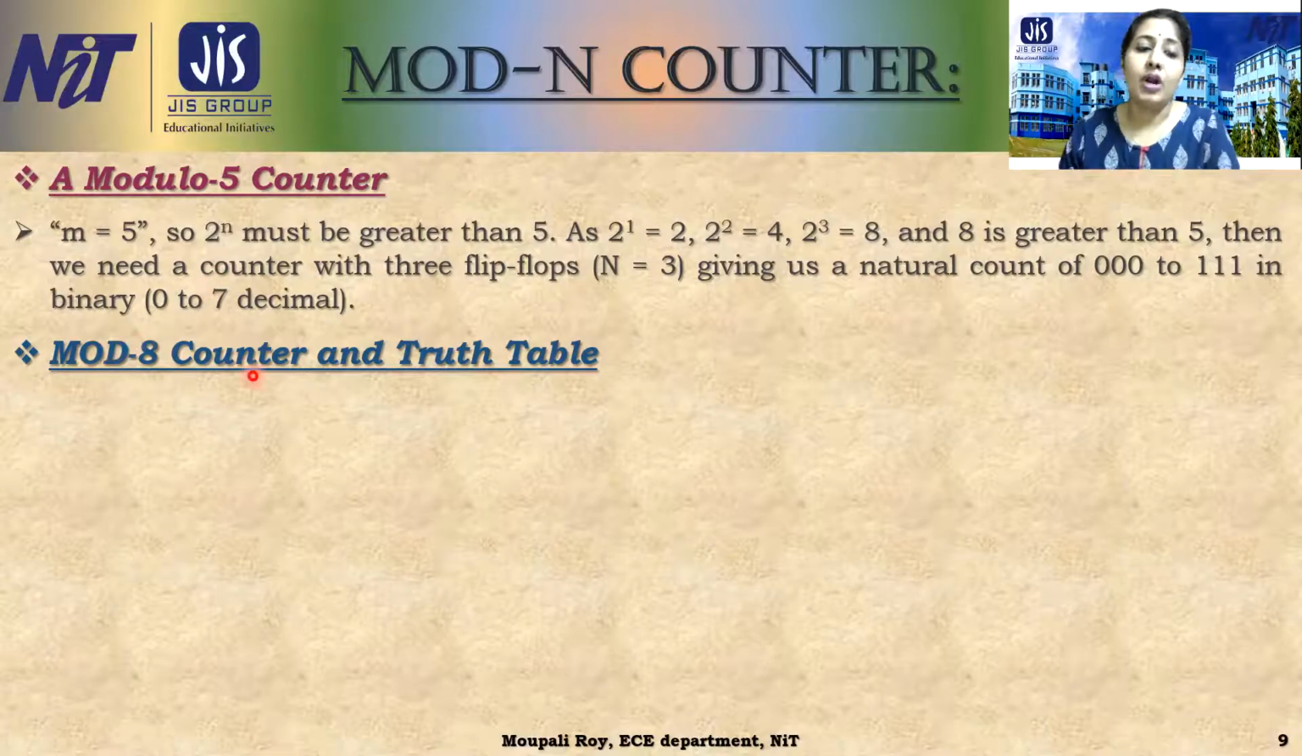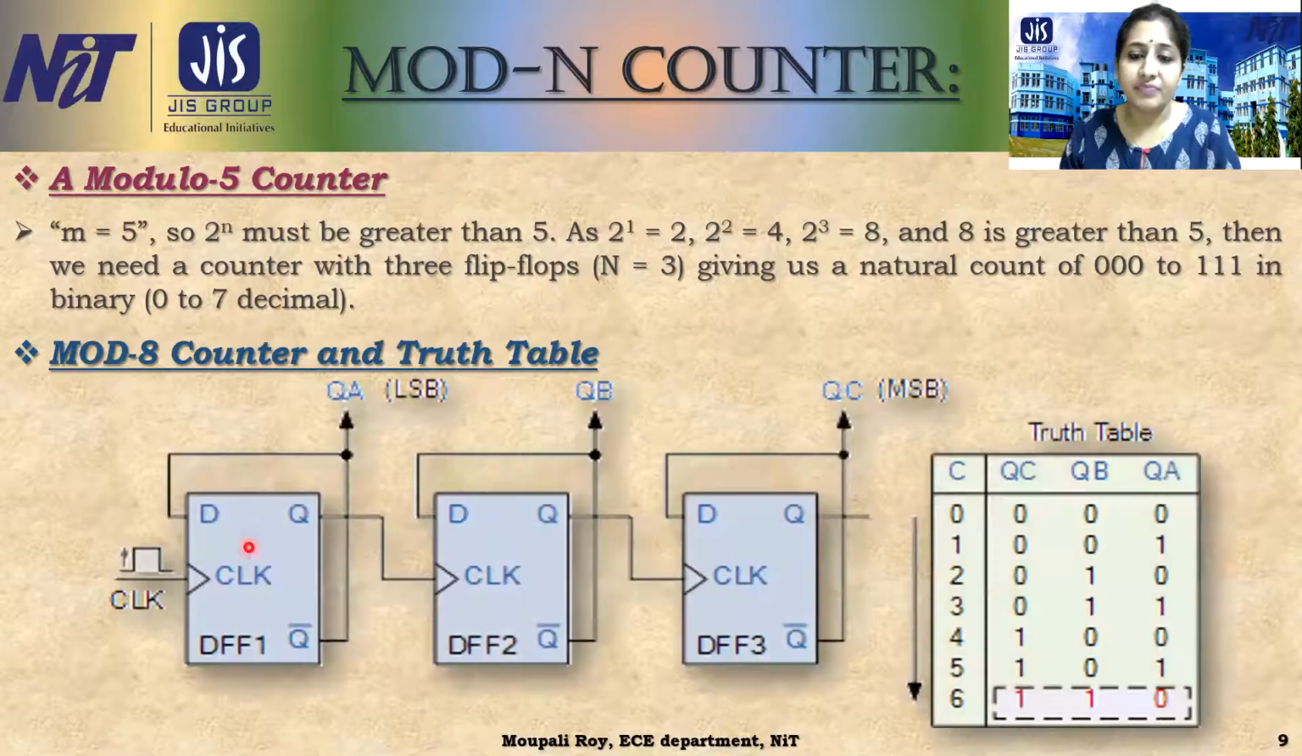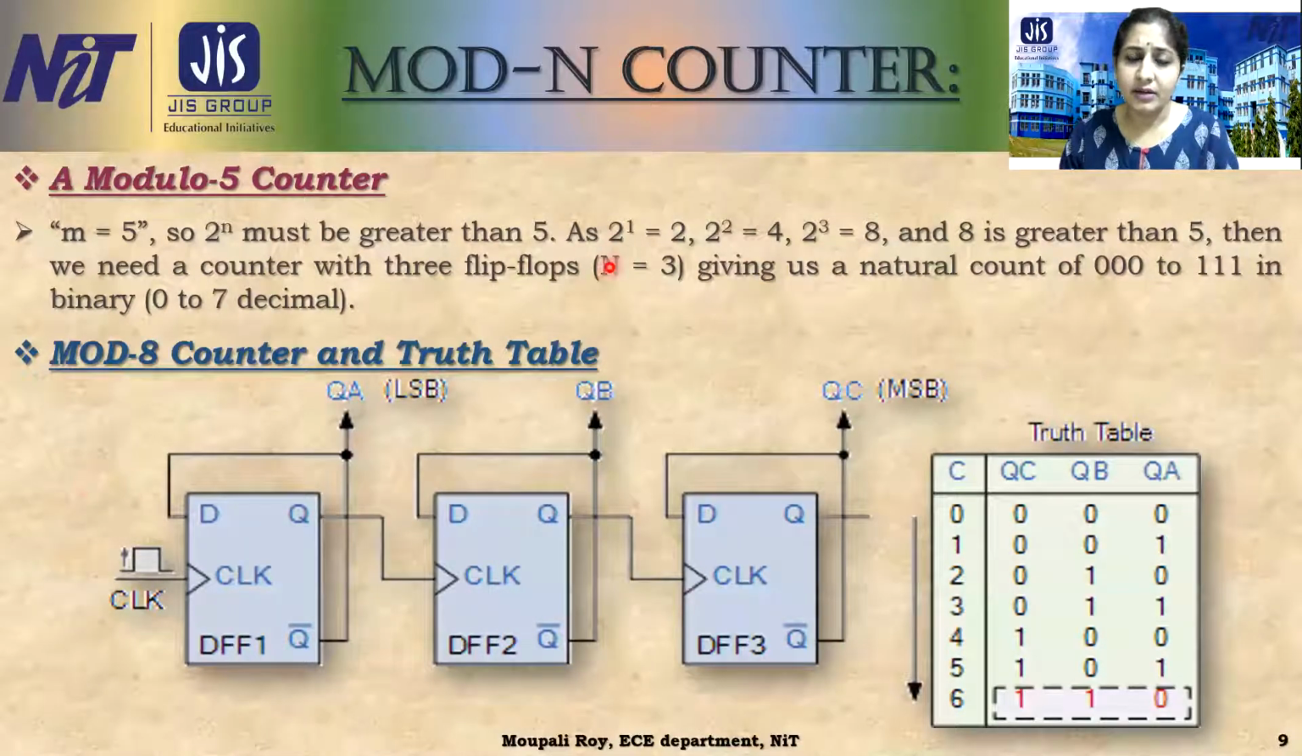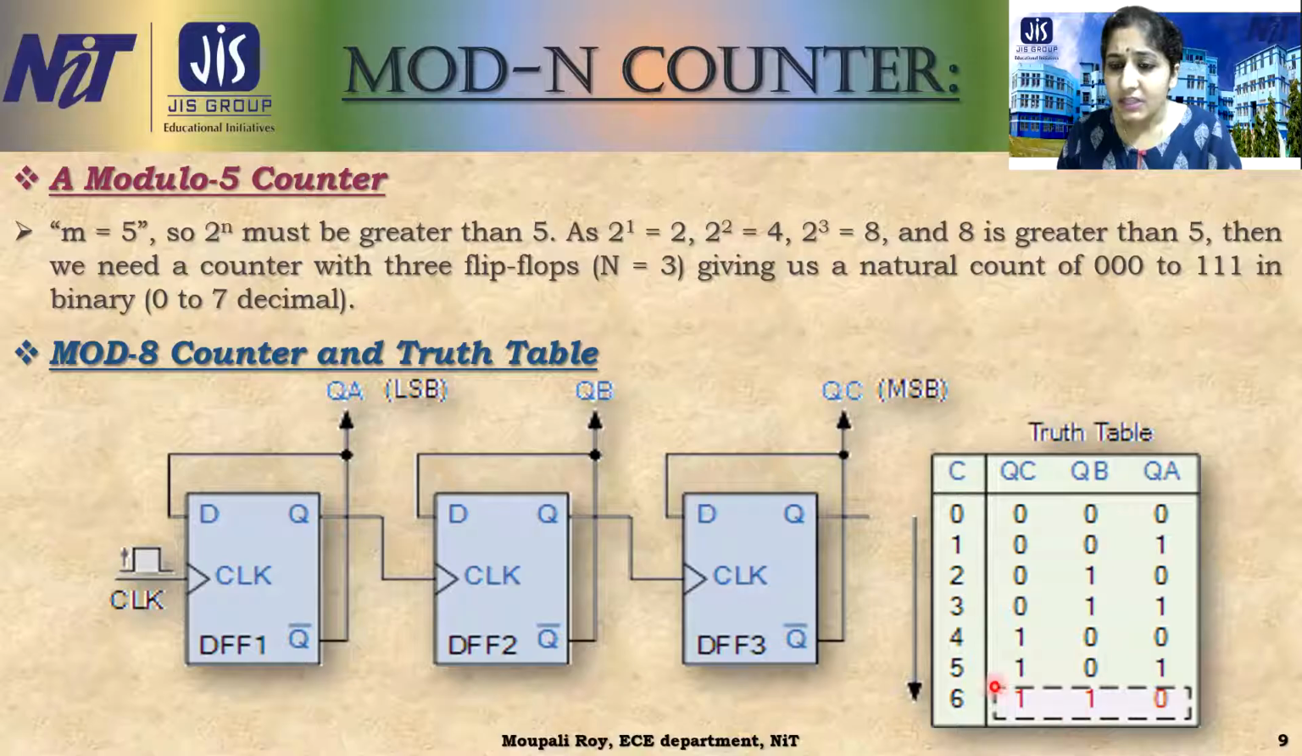That means this is the mod 8 counter's truth table. This is the counter, the mod 8 counter, 2 to the power 3. This is the mod 8 counter, and that is the truth table for the mod 5 counter. So we want to count up to this, not this one. So at 1 1 0 we stop there. We want to count 0 0 0 to 1 0 1.